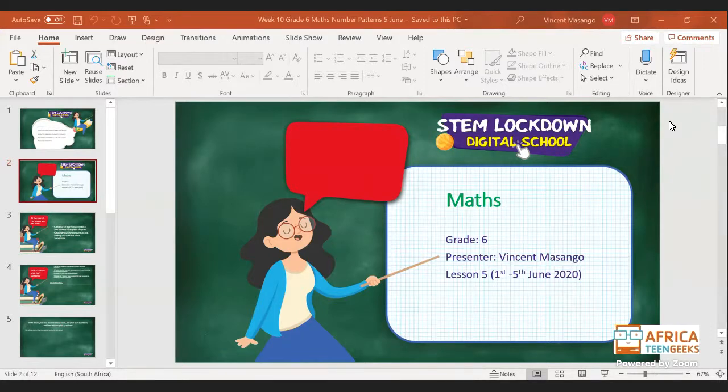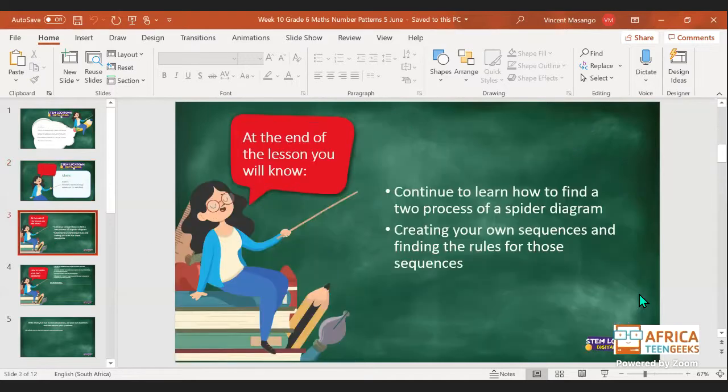Today we'll be doing the last lesson on number patterns as well as creating our own patterns and sequences. Yesterday I did say that there were a couple of things that we needed to look at again, and we will then bring them into this lesson and go through them here.